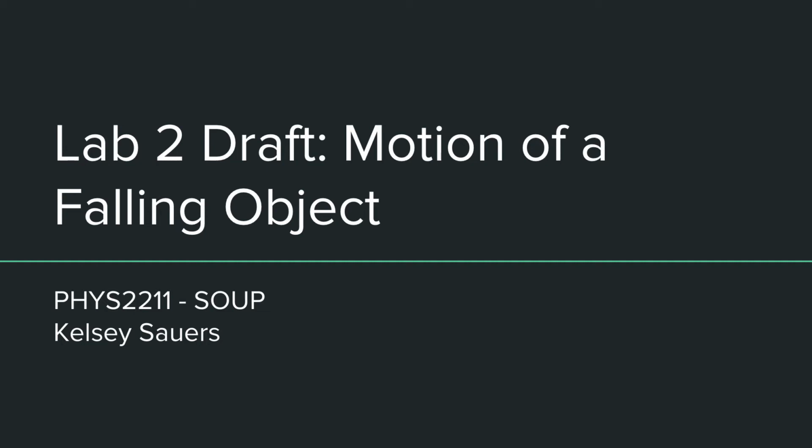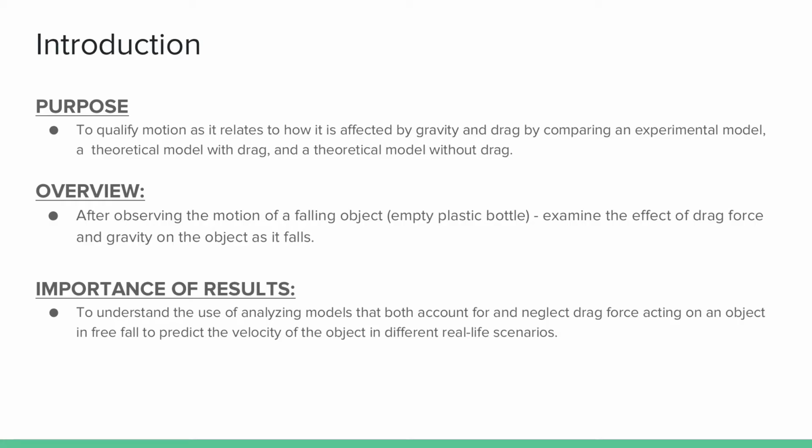Okay, so this is Lab 2, Motion of a Falling Object for Physics 2211. The overall purpose of this lab was to find the relationship between different models representing an object falling from rest in terms of experimental data, the computational model with drag incorporated, and the computational model without drag incorporated. The implications of this experiment and the importance of the subsequent results are to understand and analyze the models that both account for the effect of drag and neglect it.